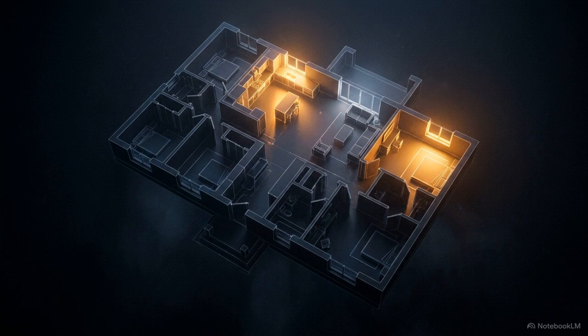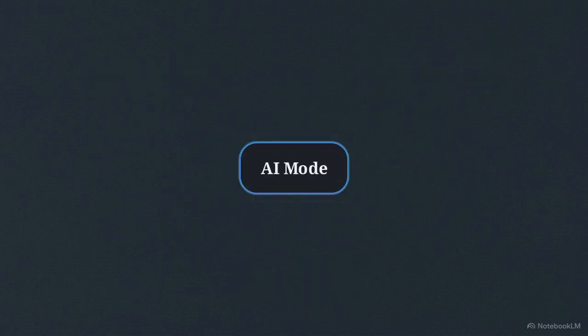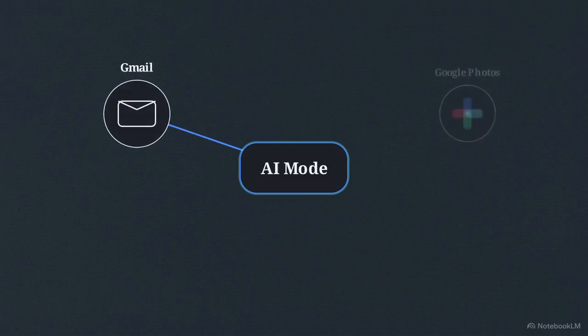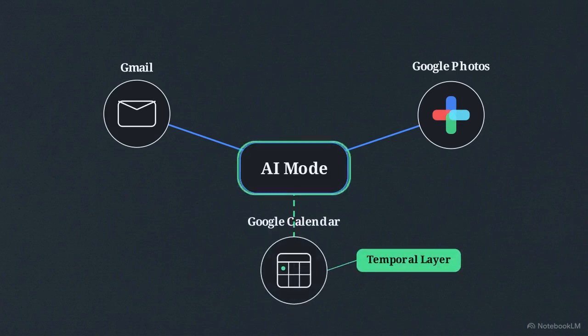It provides the underlying architecture that allows the dynamic interface to safely interpret the isolated, highly specific context of your daily life. This capability is rolling out globally across 200 countries and 98 languages, subscription-free. Within this architecture, AI mode securely connects the generative interface to your apps, bridging Gmail and Google Photos. Soon, Google Calendar will integrate, adding a complete temporal layer to your queries.